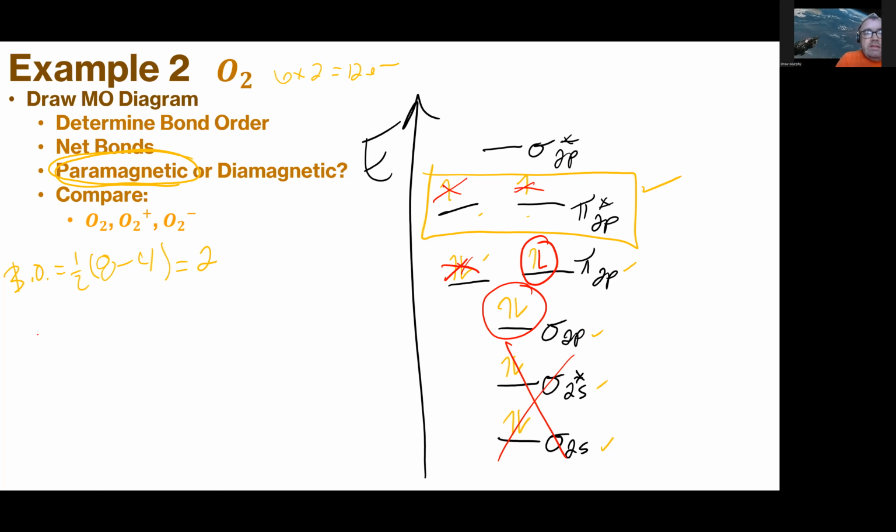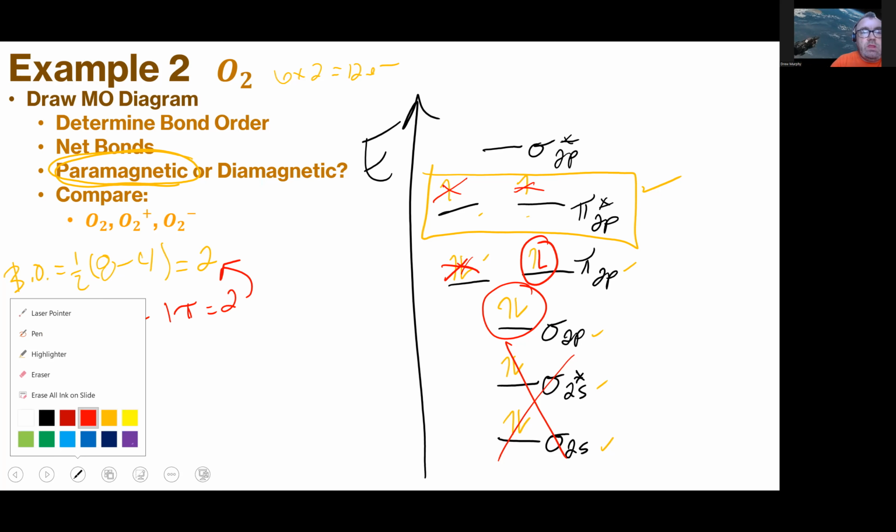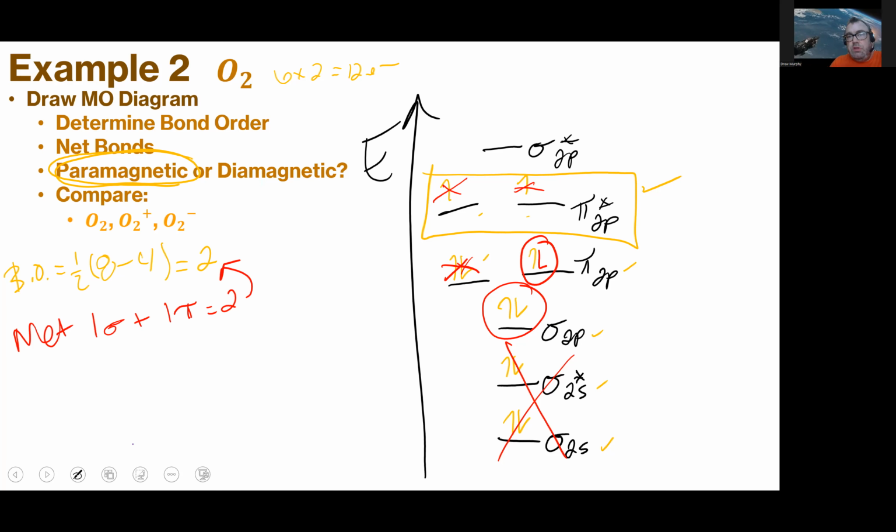So for net, we have 1 sigma. I never thought I'd draw a sigma backwards. 1 sigma and 1 pi, which equals 2, and 2 is our bond order, so that makes sense too. If we compare, this is O2, and O2 has a bond order of 2. I didn't leave myself enough room. Okay, so O2 has a bond order of 2.